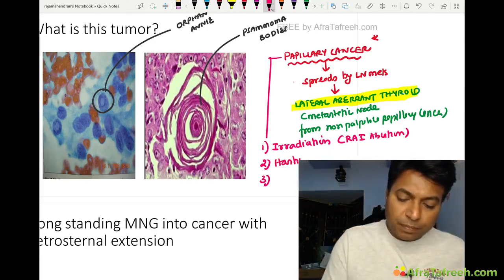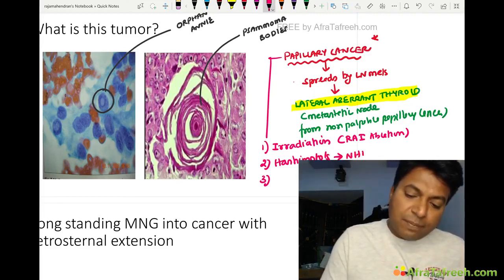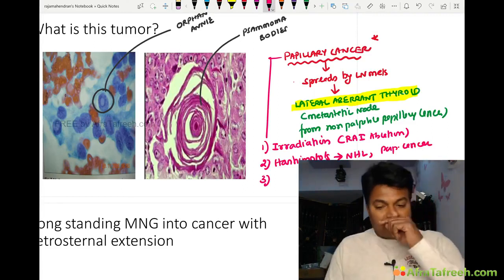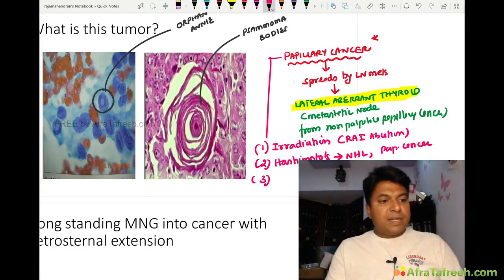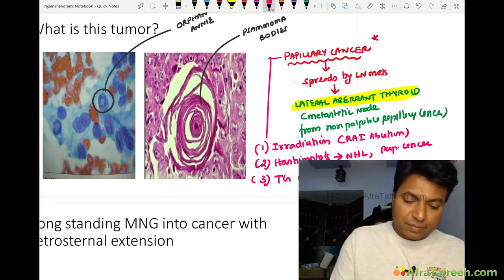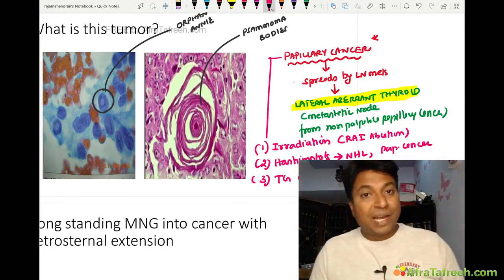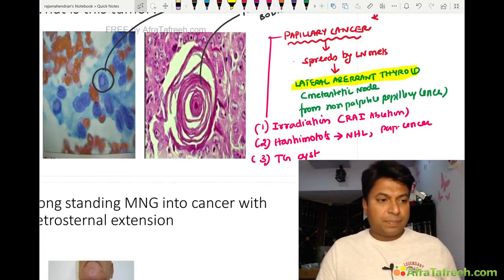Hashimoto's can cause non-Hodgkin's lymphoma and papillary cancer. And very important, as you are telling, papillary cancer is associated with irradiation, Hashimoto's and thyroglossal cyst. These are the 3 causes of papillary cancer. Why will you get a papillary cancer: irradiation, Hashimoto's, thyroglossal cyst.